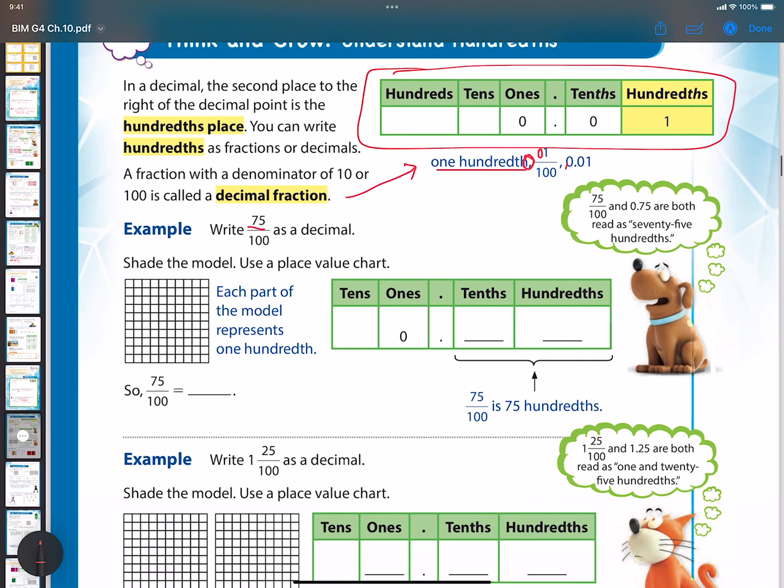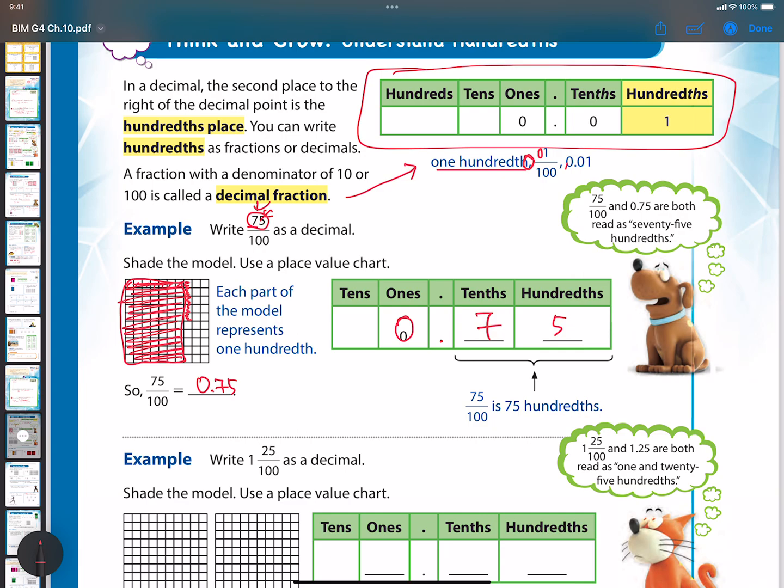Shade a model of 75 over 100. Okay, so now 1, 2, 3, 4, 5, 6, 7. So I'm going to shade these 7 tens and 5. 1, 2, 3, 4, 5. That's it. Okay? So in the tenths place, we have 7 tenths, right? We have 7 tenths and 5 hundredths. So this is going to be what? There is nothing in the ones place, but then tenths and hundredths. Yes, so it's going to be 0.75.